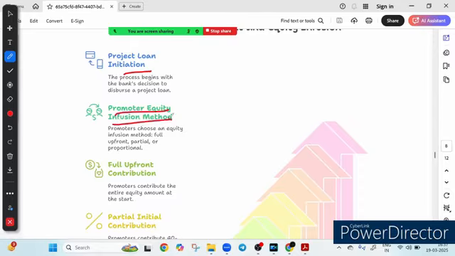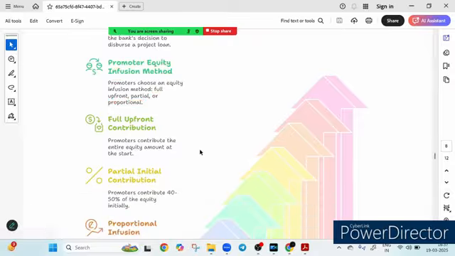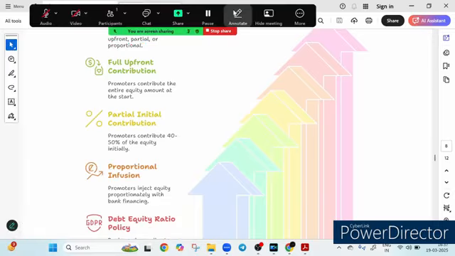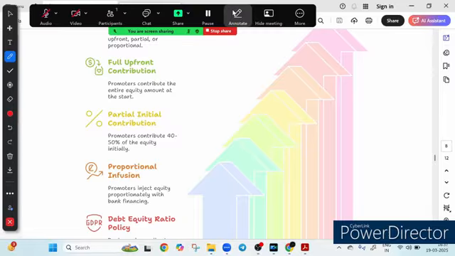Then we have step number 2, that is promoter equity infusion. What does it mean? Basically the promoter now steps in and selects an equity infusion strategy. There are some methods. Either they can opt for full upfront contribution, or partial initial contribution, or proportional infusion alongside the loan. What is the meaning of full upfront or partial? Let's understand. If it is full upfront contribution, it means the promoter contributes the entire equity amount at the very start of the project. This shows a strong promoter commitment and boosts lender confidence.